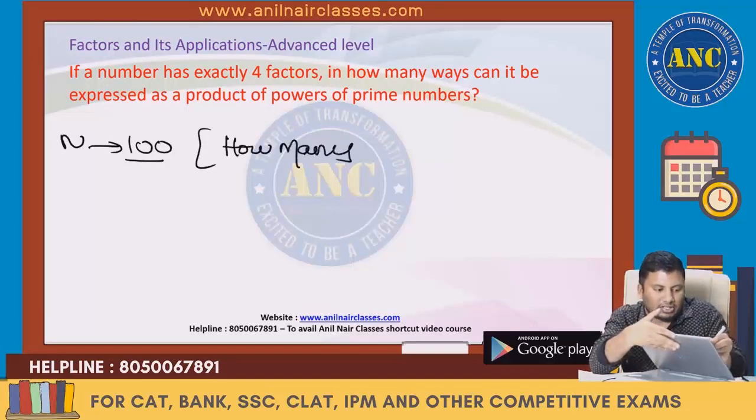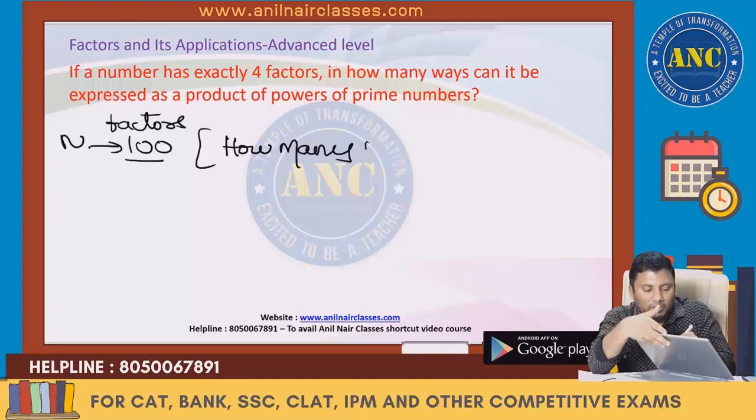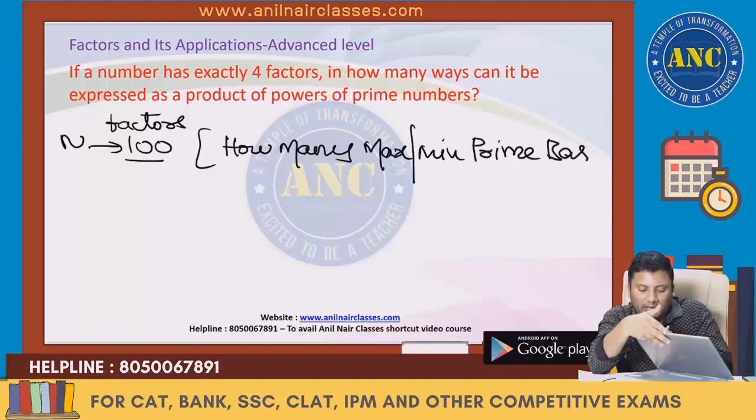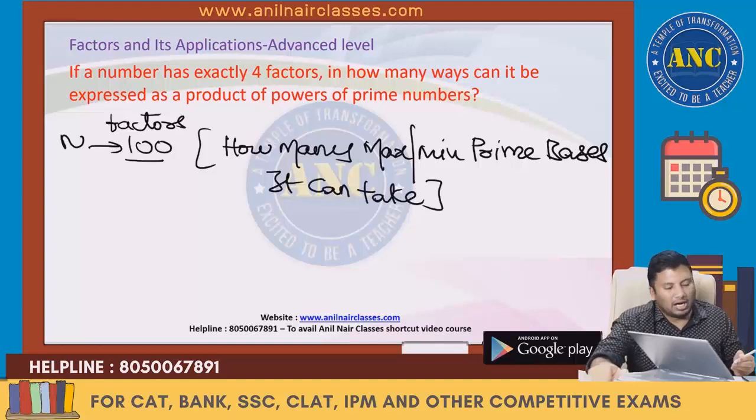A number has got 100 factors. How many maximum or minimum prime bases can it take? Second question: how many maximum or minimum prime bases can it take?